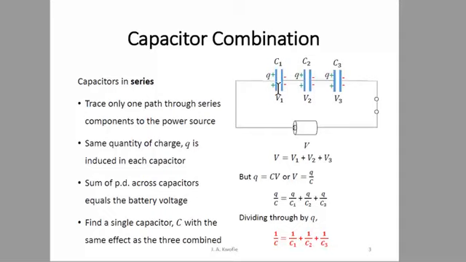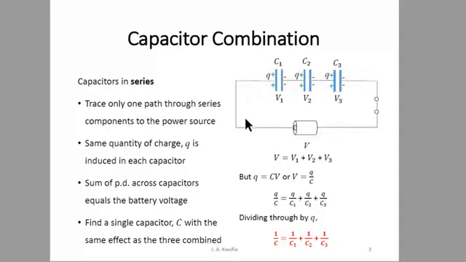We have about 3. We are limiting ourselves to 3 for simplicity and clarity. We have 3 capacitors. They are arranged in series. What do we mean by series connection? We can trace only one path through series components to the power source. If we have this power source, then we can say these components are in series if there is only a single path that we can trace to the source.